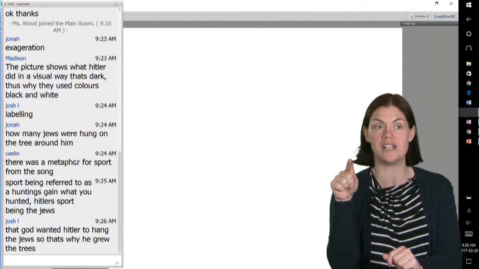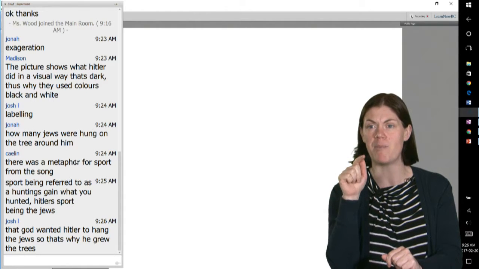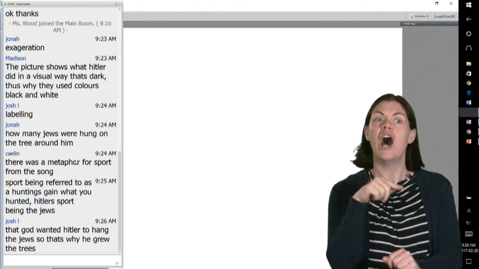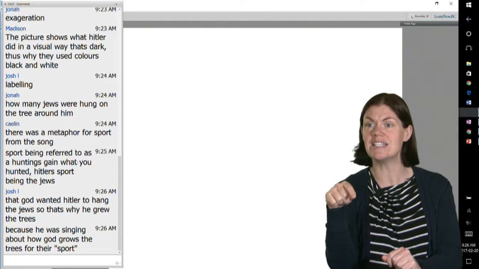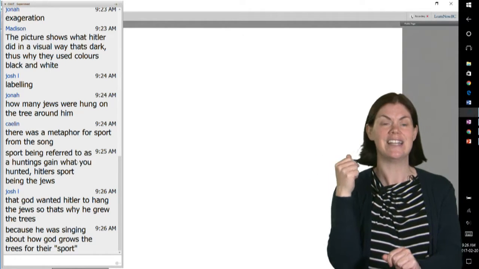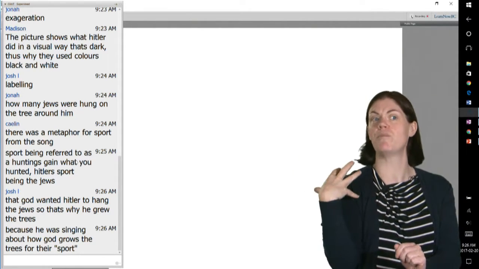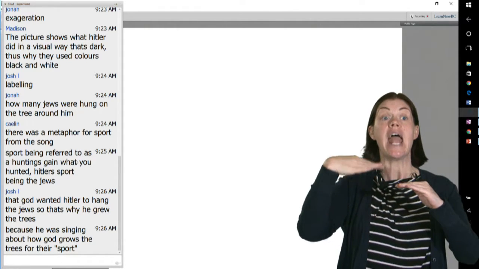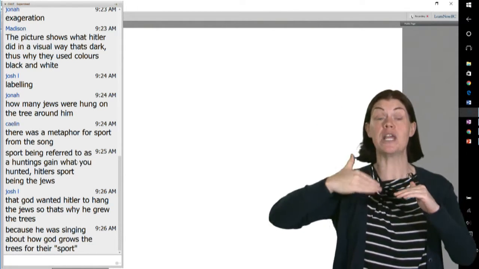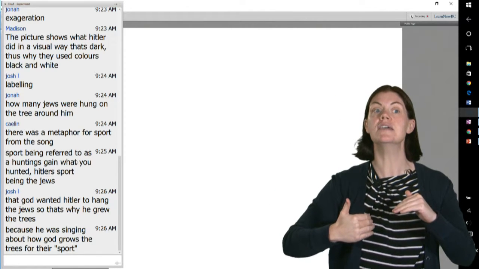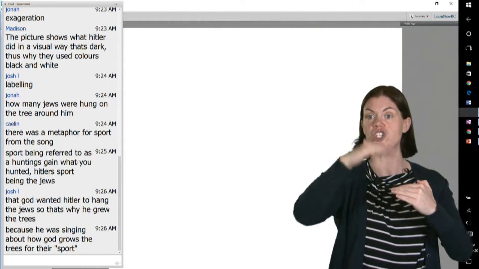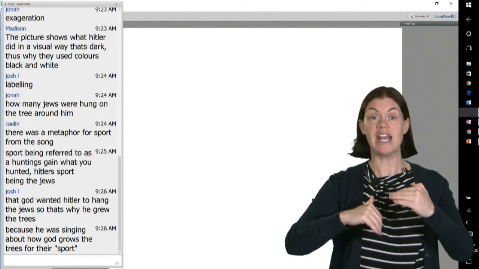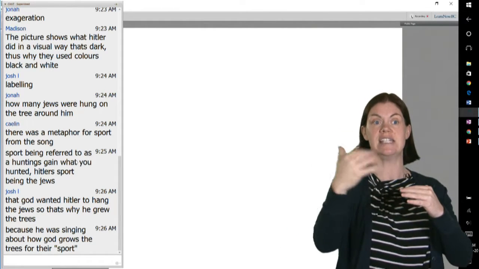A few of you guys, in your conversations, really picked up on the religious aspect of the cartoon as well, right? That only God would grow trees for my sport. It almost gives Hitler that arrogance, putting him above everybody else because he has that relationship with God, and God wants to fulfill his destiny.